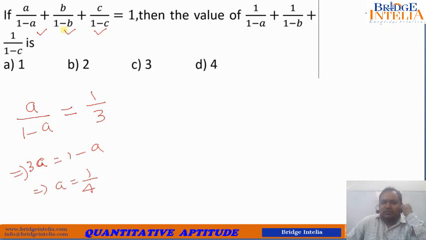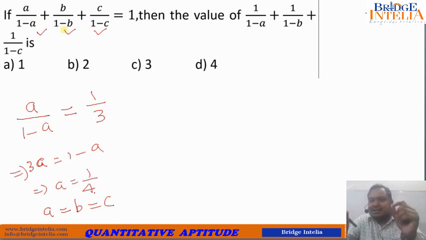Once you have calculated a is equal to 1 by 4, you can be sure that a is equal to b is equal to c. All the three terms are behaving similarly, equally, and hence they are equal. The crux of the matter is, if you are treating variables equally in both the given expression and the expression that you have been asked to find out, then the simple hack of this pattern is you can simply assume all the variables to be equal.